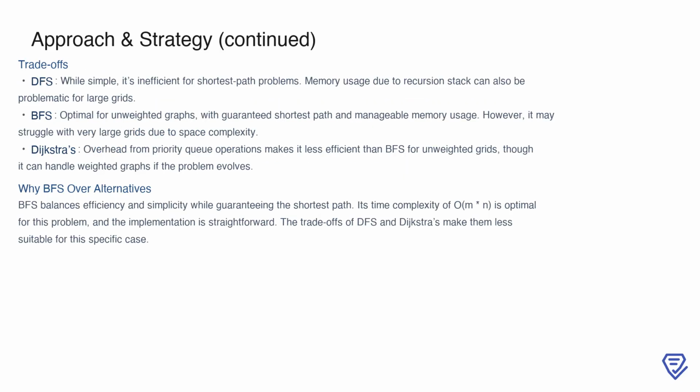Each approach comes with its own trade-offs. DFS, while straightforward, is inefficient for shortest path problems because it doesn't prioritize shorter routes and can consume significant memory due to its recursive nature. BFS, on the other hand, is specifically designed for unweighted graphs, guaranteeing the shortest path while maintaining manageable memory usage. However, its space complexity can become a concern for very large grids, as the queue can grow significantly. Dijkstra's algorithm introduces additional overhead due to its use of a priority queue, which isn't necessary for this unweighted scenario, though it could handle weighted graphs if the problem were extended.